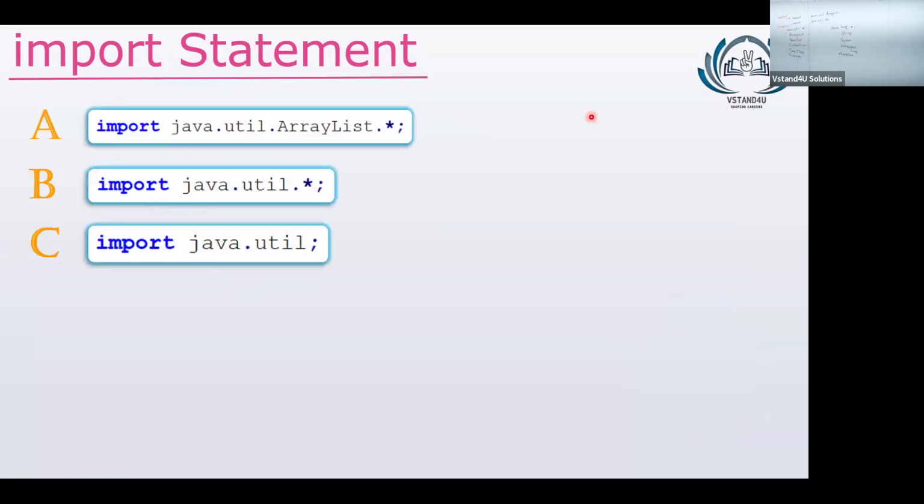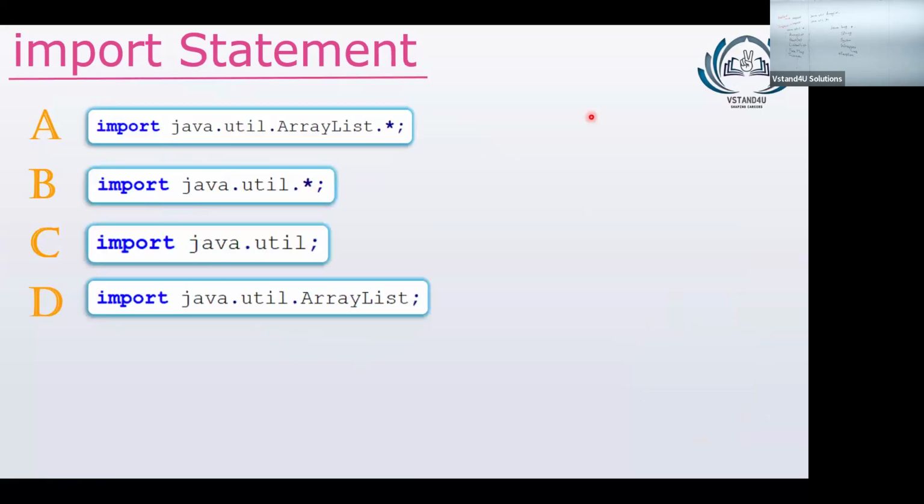Hope you understand. Now, this is an important MCQ question. Pay attention. You need to identify which one is the correct import statement. A, B, C, D. Hope you remember. Faster, guys. Very good. The first one will not work. java.util.ArrayList is the class name.